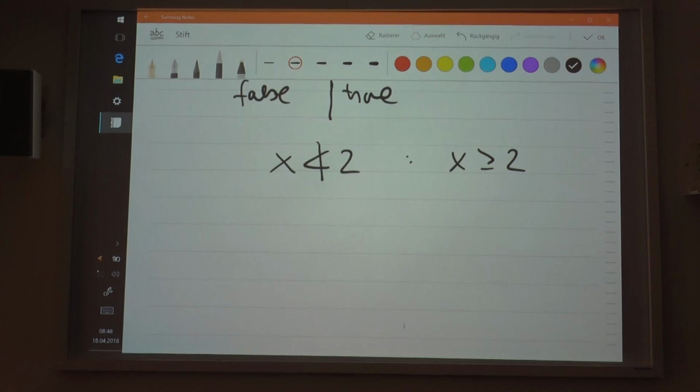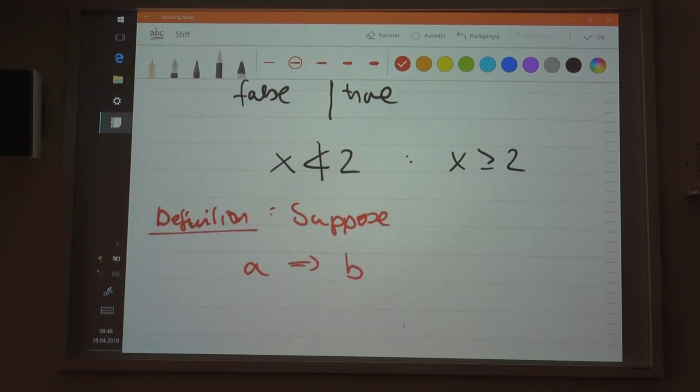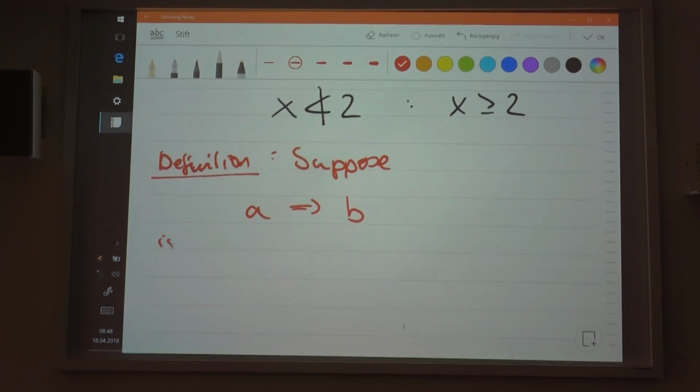Because I'm going to give you right now the following definition. Suppose that we have the following statement which is true. Suppose that A implies B. Suppose that this statement is true, right?